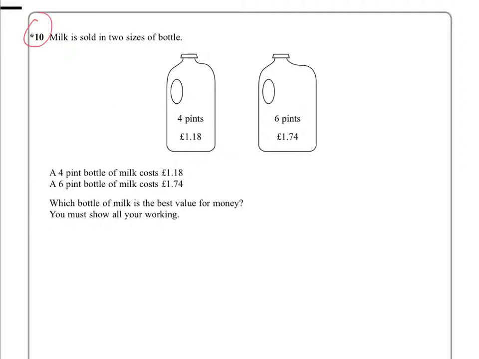Okay, so a 4-pint bottle of milk and a 6-pint bottle of milk. There's lots of different ways of doing this. I think the most straightforward would be to say how many pounds per pint. So if we're doing pounds per pint, then we're going to do £1.18 divided by 4 for the 4-pint bottle.